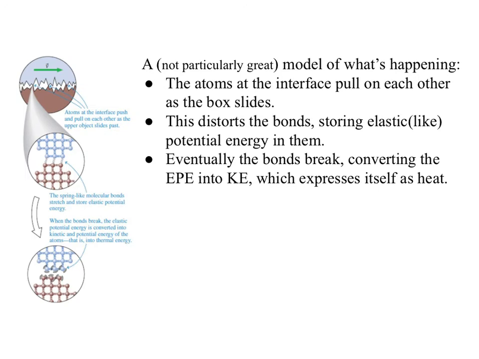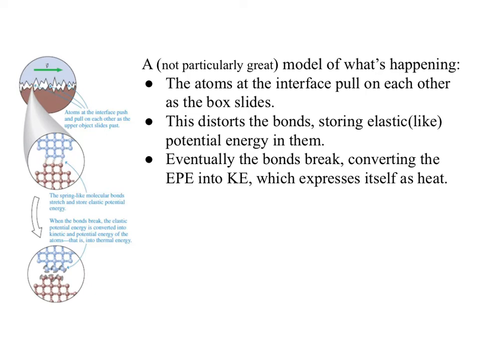Your book has a not particularly great model of what's happening. It's not bad for visualization. We know that ultimately this is not how friction works, and therefore this is not really exactly what's going on, but it's pretty close. The atoms at the interface pull on each other as the box slides along. They've bonded very weakly, and so anytime they're in contact, they've bonded very weakly.